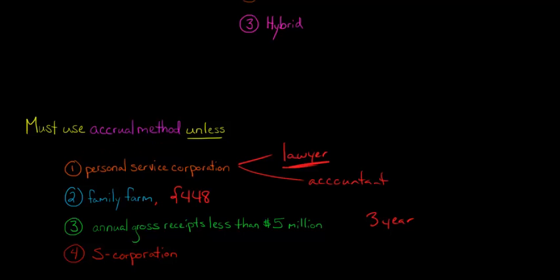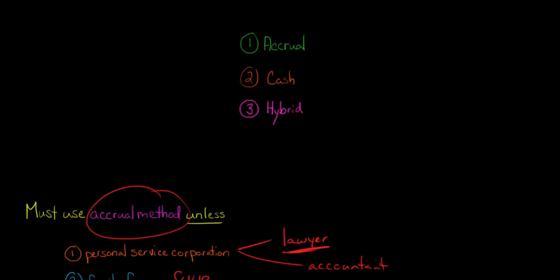And then also, if you are an S corporation, right? And remember, this is an election, and I'm going to make a separate video all about S corporations, but basically you are electing to be a different type of corporation, and then you are not obligated to use the accrual method. So basically, if you're a personal service corporation, family farm, you have gross receipts less than $5 million, or you're an S corp, then you have all 3 options available to you, right? You can use the accrual method, the cash basis method, or the hybrid approach.